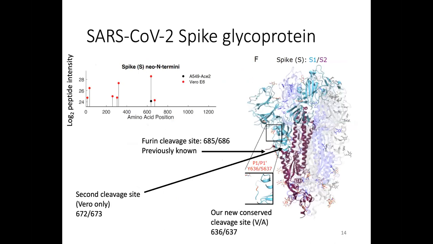One of the most exciting results we had was cleavage events within the spike glycoprotein. Now, many of these we only spotted in our Vero E6 dataset. This was common to many of our viral proteins. They're much more expressed in the Vero cells, so we see more cleavage sites simply because all the viral proteins are more abundant. However, we did see one conserved, entirely novel cleavage site between 636 and 637, located near but N-terminal to the furin cleavage site, as well as a second Vero-only cleavage site at 672, 673.